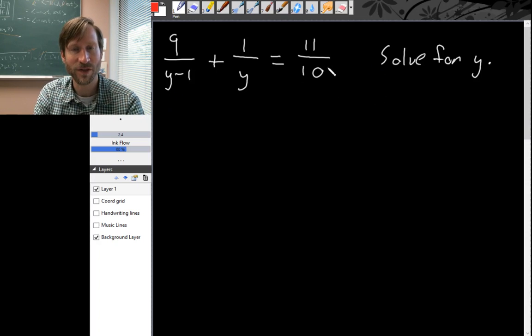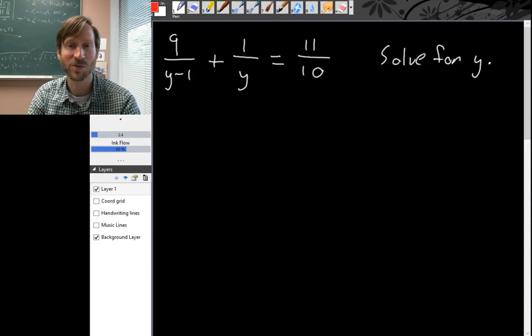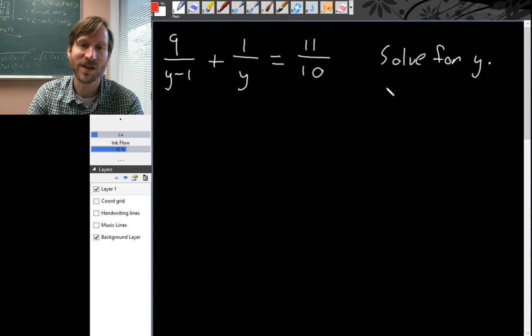If you can get rid of all of the denominators in the problem, then the equation will be a lot simpler. And to get rid of multiple denominators at once, you need to find the least common denominator. So let's find the LCD for all of these denominators.